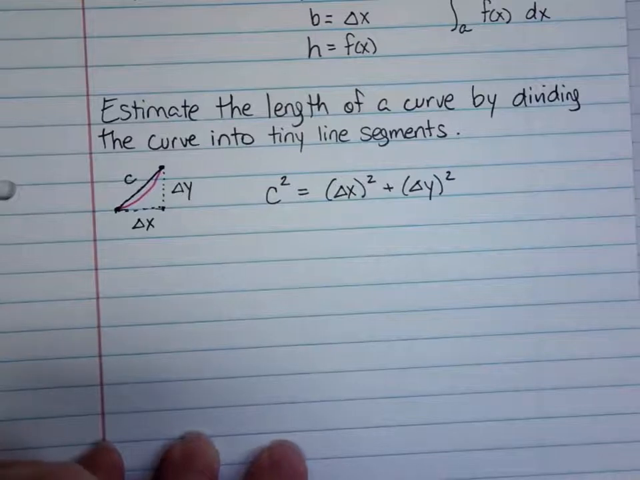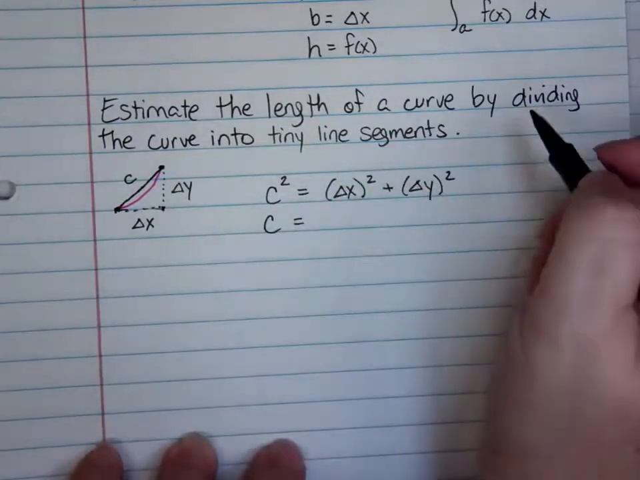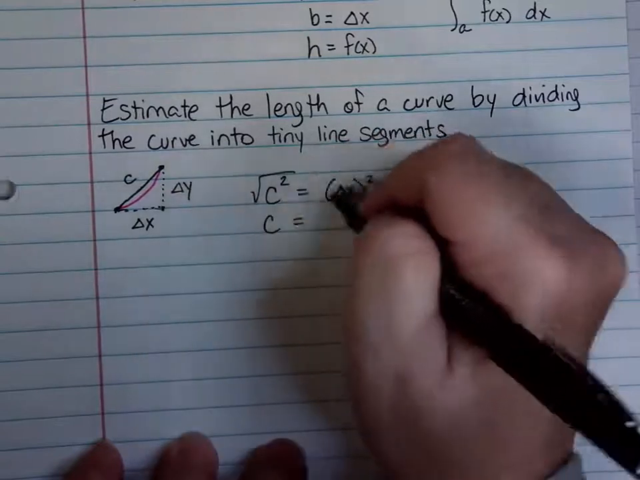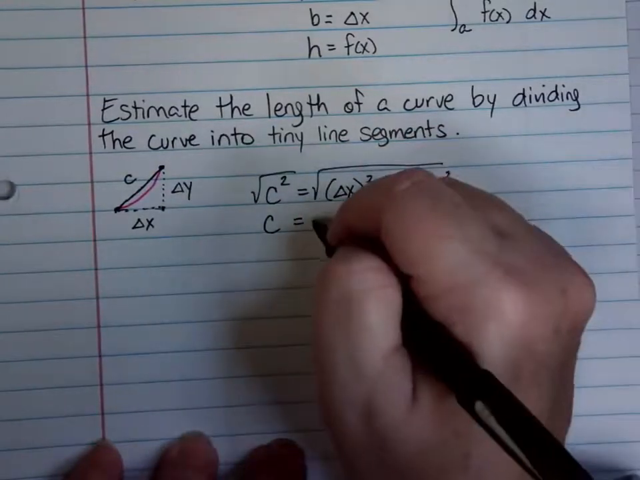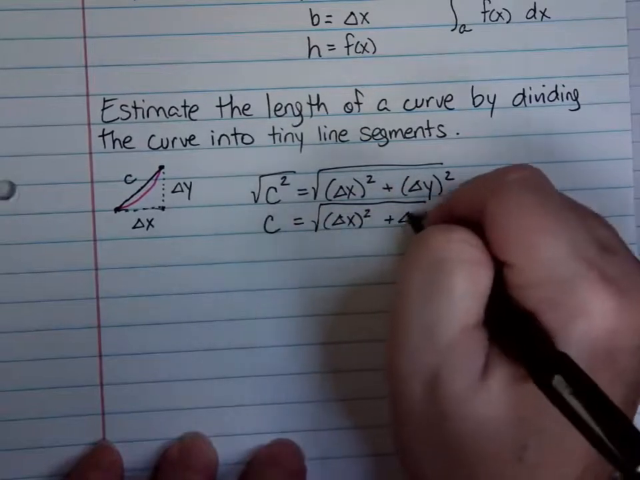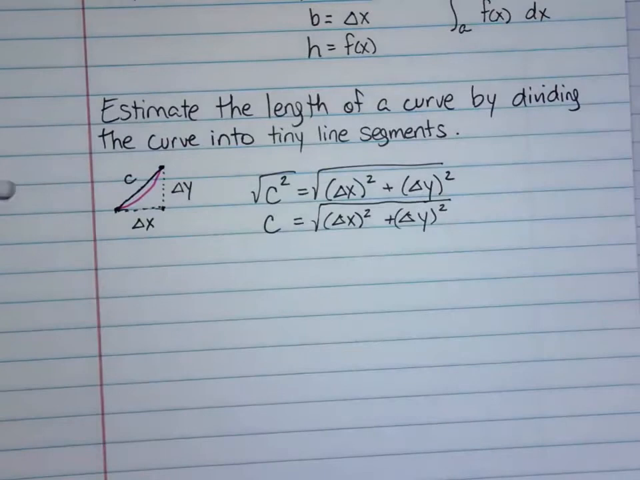So if I wanted to solve for just that one c, how long is that one c? What would I do? In other words, I would have to square root both sides, right? How do I get the c by itself? Take the square root of both sides. So it's the square root of delta x squared plus delta y squared. Now make sure that the delta x and delta y are in parentheses, please. It's very important that they are.